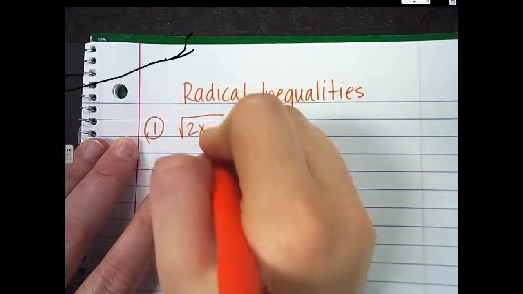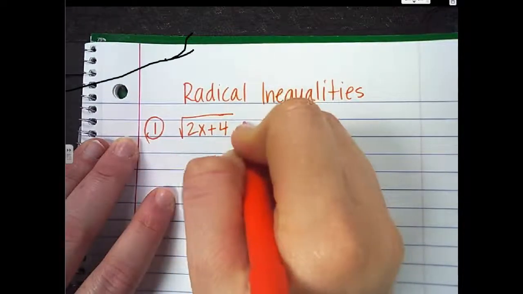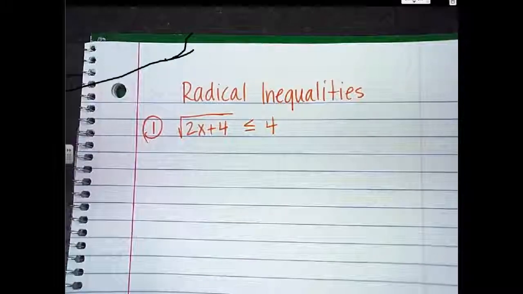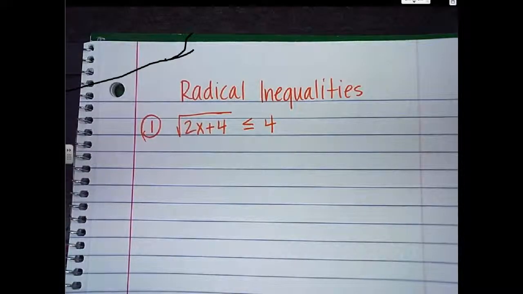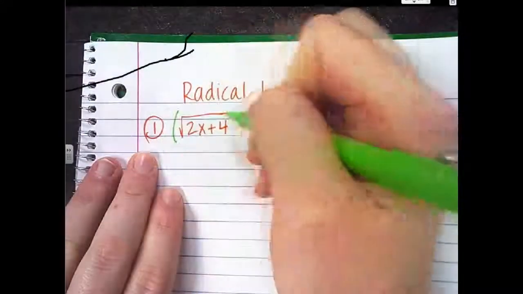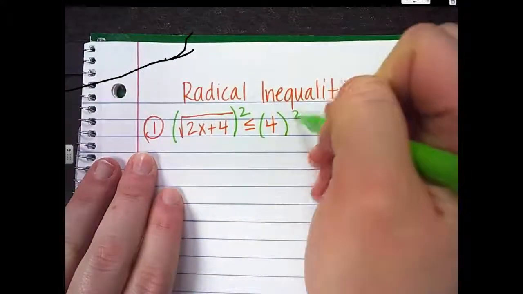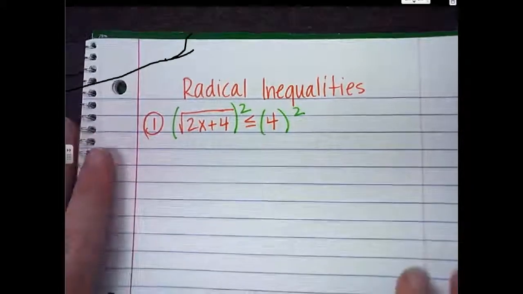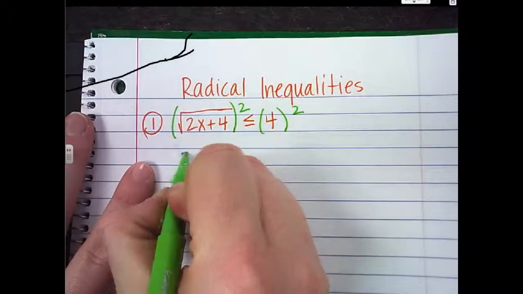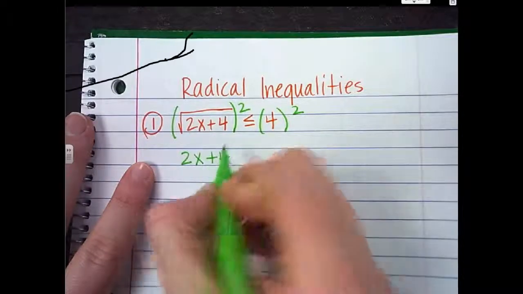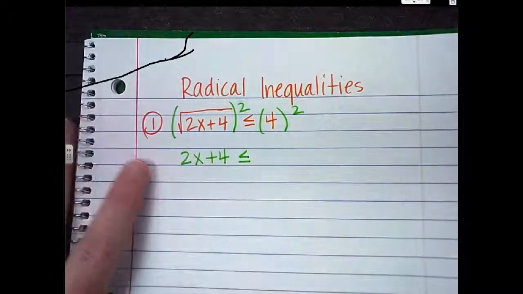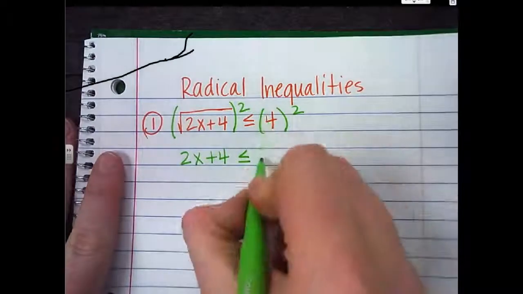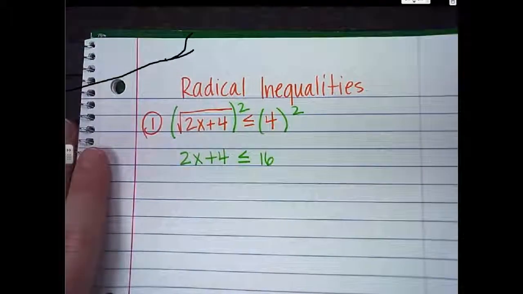So, number 1, square root of 2x plus 4 is less than or equal to 4. Yeah, so you do it just like we did yesterday. To get rid of the square root, I'm going to square both sides. So on the left, we get 2x plus 4 is less than or equal to, what do I get on the right? 16. So just solve for x. This part's nice and easy.